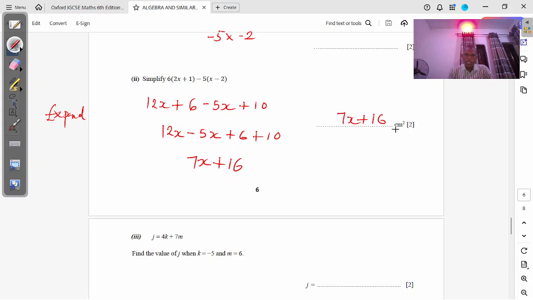Okay, so please ignore this. This is a little mistake. Ignore this centimeter square. Okay, so the answer is just 7x plus 16.